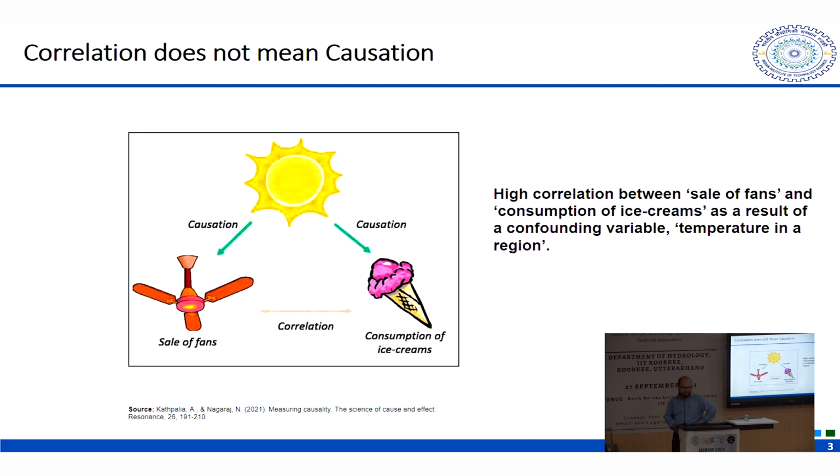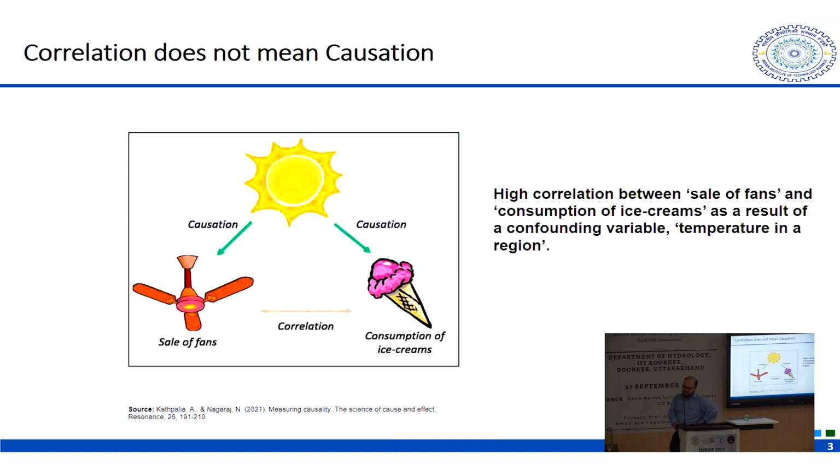For example, during a summer season, by this toy example, we can see the sale of fans increases with the number of ice creams consumed. But it doesn't mean that the sale of fans is caused by increased consumption of ice cream. There is one important driver, that is a rise in temperature, which drives the positive correlation. So correlation does not effectively mean causation, but it hints that there might be a causal structure between these two variables.